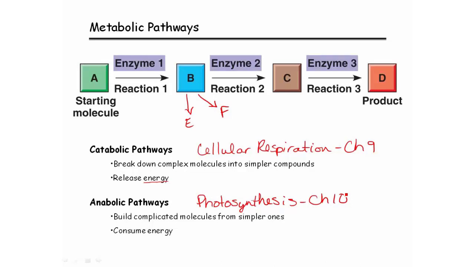Because they are building complicated molecules, they will require energy for that, and that energy is going to come from sunlight. So that really is why plants are going to require some light. So we'll be looking at both of these types of pathways in detail in later chapters. In chapter 8 here, we're interested in really the definitions and understanding what happens to the energy in both pathways.